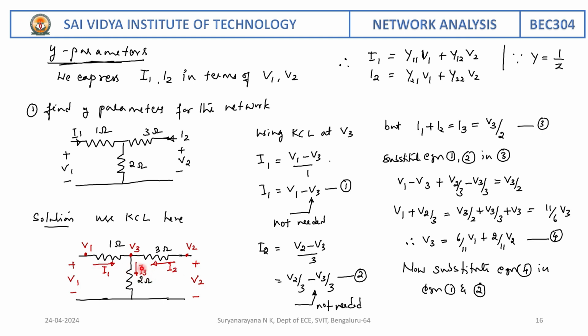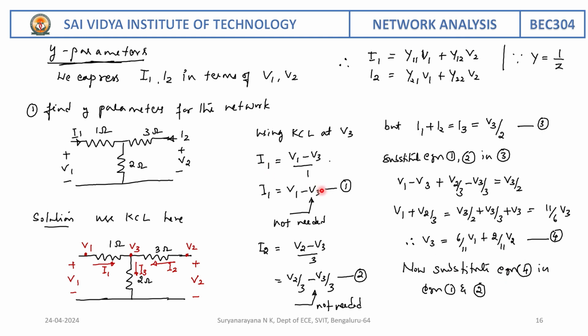I1 plus I2 is equal to I3. But what is I1? I1 is V1 minus V3. Substitute here. What is I2? V2 by 3 minus V3 by 3. And here V3 by 2 we have. Simplify this expression. We will get V3 in terms of V1 and V2.